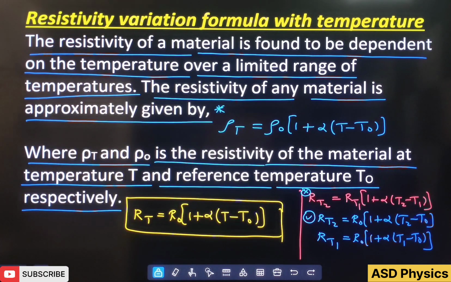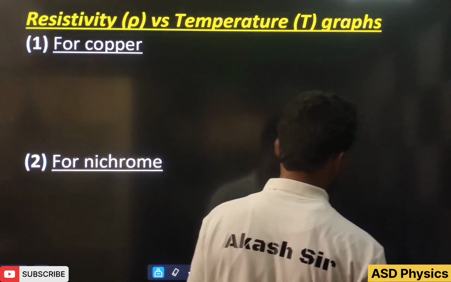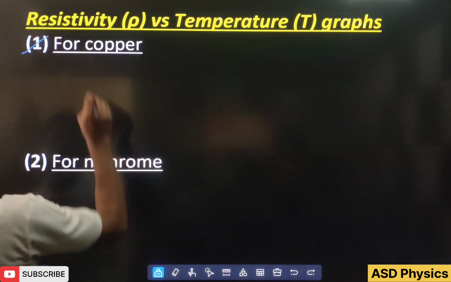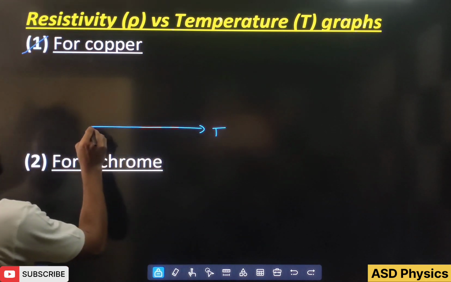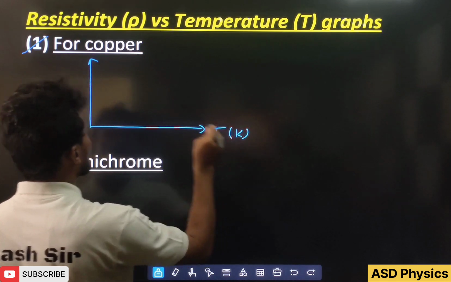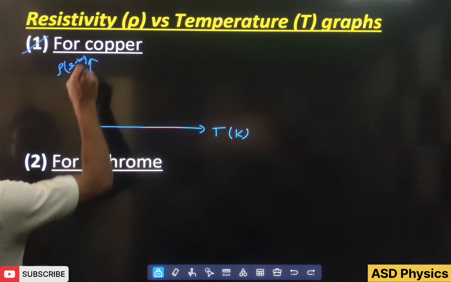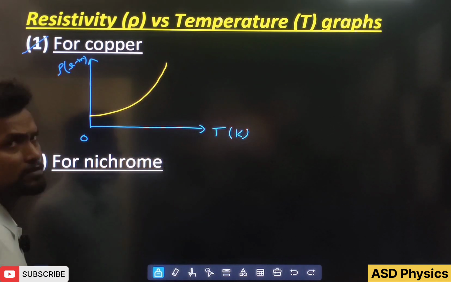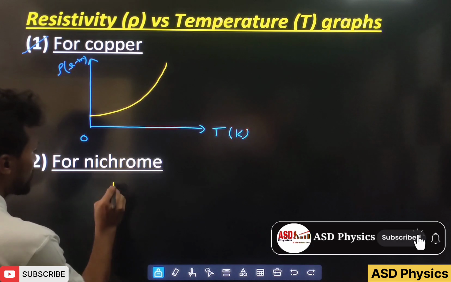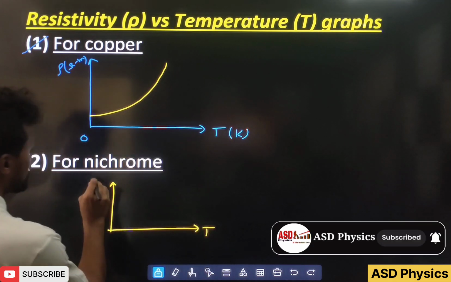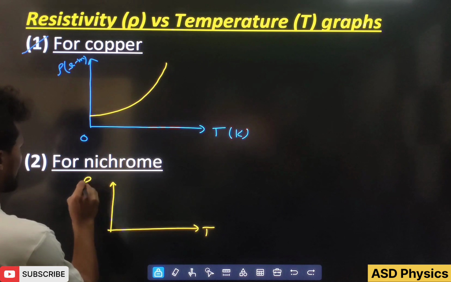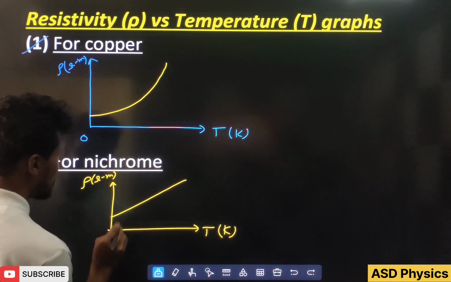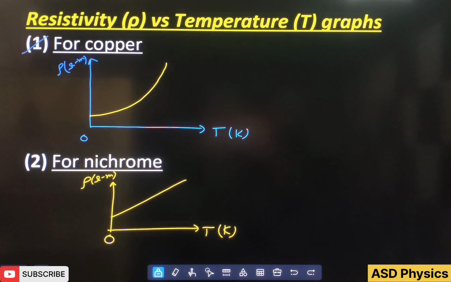Now students, next we are going to move to the resistivity versus temperature graph for copper. On this side is the temperature, by default in Kelvin, and on this side the resistivity rho, in ohm meter, the SI unit. For copper the graph is a little bit curved, like this. For nichrome, which is a kind of alloy, the resistivity is again in ohm meter and temperature in Kelvin, and the graph goes like this. Kindly see very well, for copper and nichrome.